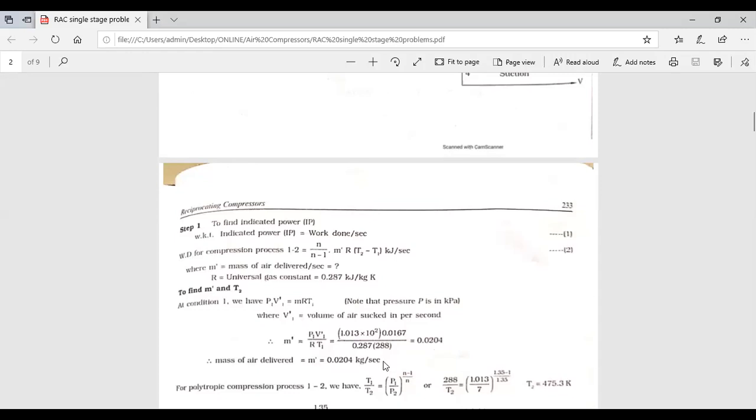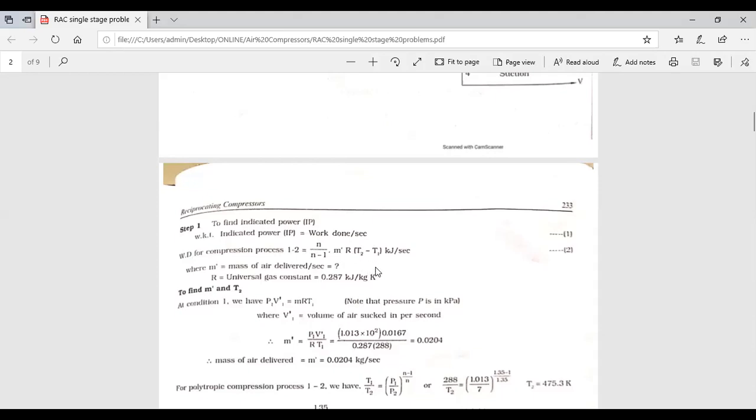0.0204 kg per second is the mass flow rate, whereas 0.0167 is the volume flow rate. Don't confuse mass flow rate with volume flow rate. Now we have found one value, M, and we know N, but another unknown is T2. Then how do we find the value of T2?